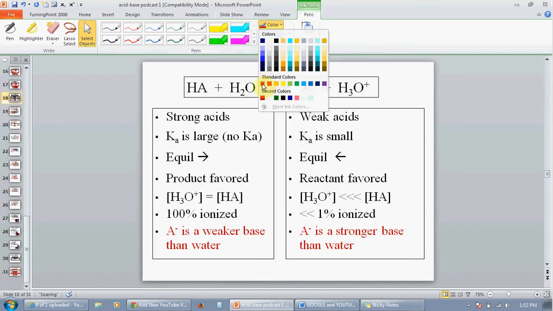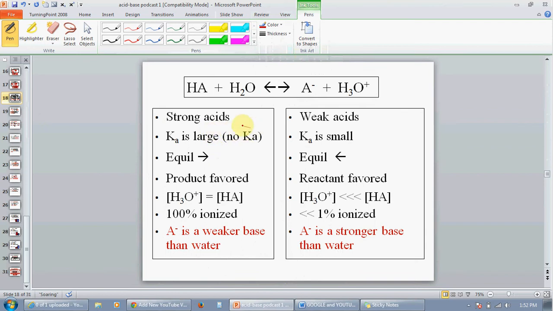So, quick review. Strong acids have no Ka values. The equilibrium lies 100% to the right, highly product favored. The hydronium ion will equal the original acid concentration. And this means that the A negative is going to be a weaker base than water. We'll discuss this more in class. This is a sort of tricky concept. For a strong acid to exist, it means that the A negative is not able to hold on to that proton.